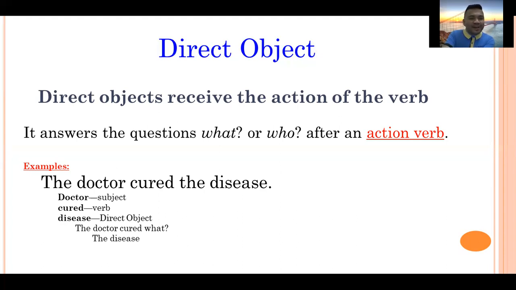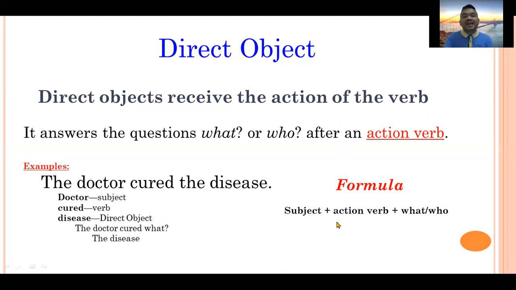Now, what is the formula, by the way, of direct object? So we have here the formula on how to identify a direct object in a particular sentence. Consider this one. We have subject, plus the action verb, plus what or who. Say for example, we have here the doctor cured the disease. So I'm using the same sentence as the first one.